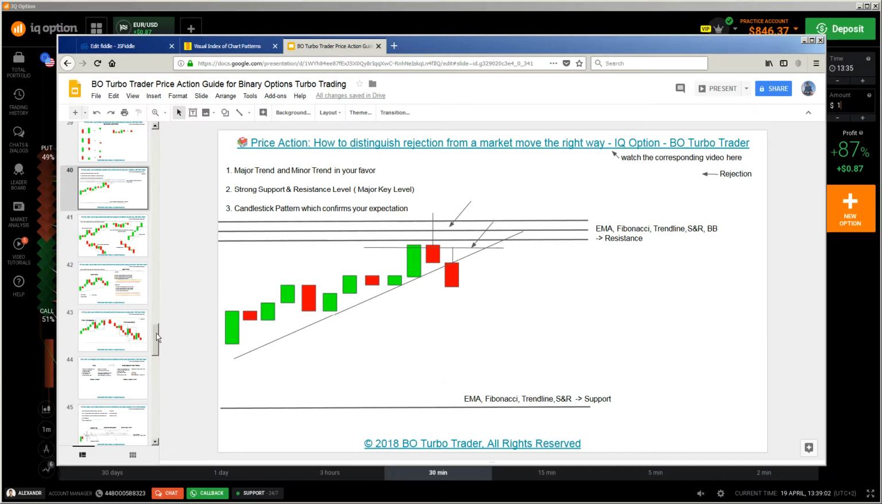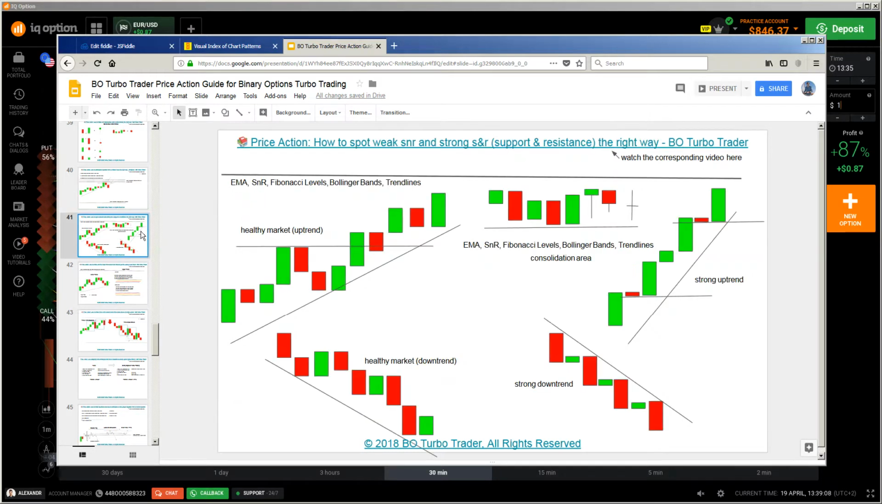Because if everyone were in the money every time, everybody would reach it. So okay, and then the market conditions. One of the most important things is you have to know the market inside out. You have to understand when you have a healthy market, a strong trending market, a consolidation area, or even a ranging market. That is basic stuff. That is what you need to understand.